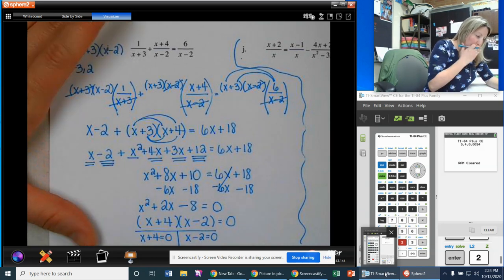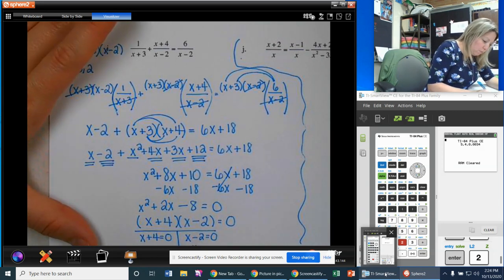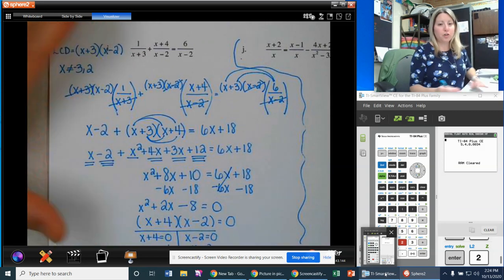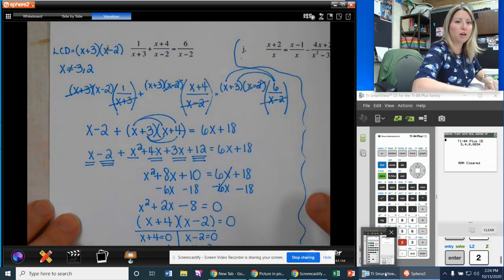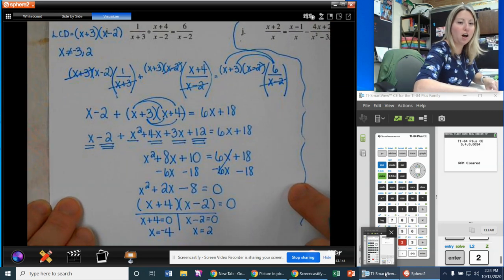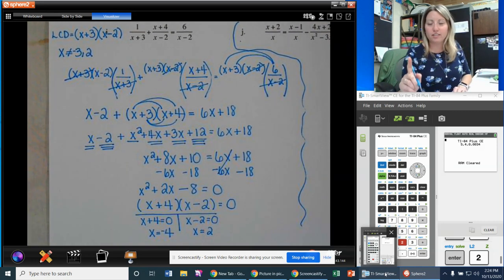Okay, so let's see. What did we get? We got x equals 2 and x equals negative 4. Now, your first instance of this. Okay, I'm going to scooch this up. Your first instance of rejection.